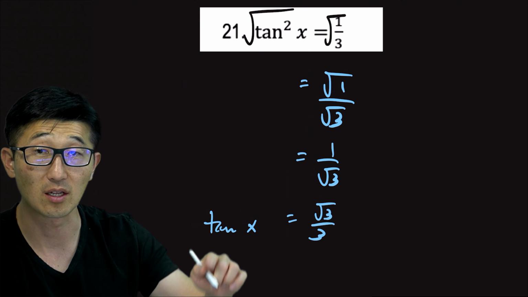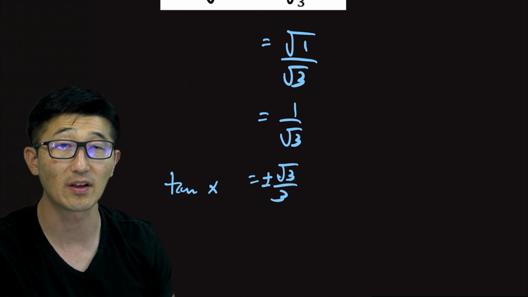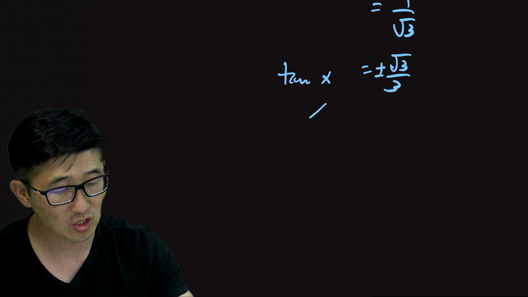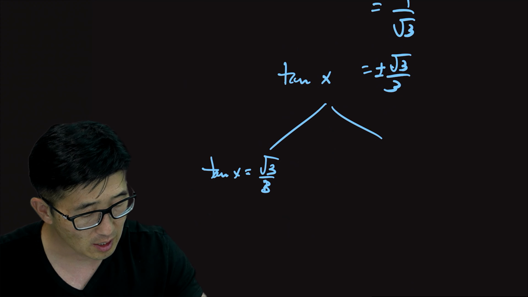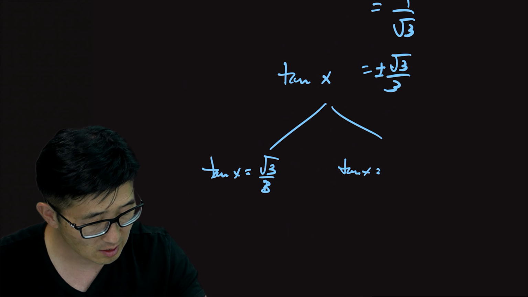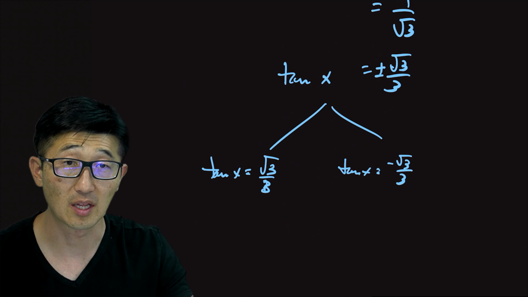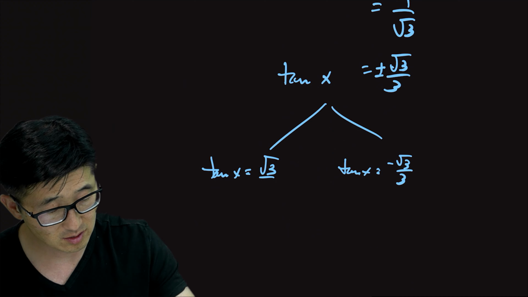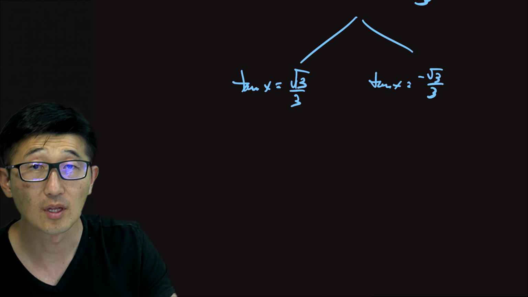But don't forget, when you square root both sides, you get two answers, a positive and a negative. So you have to split this up into two. Tangent x equals positive rad 3 over 3, and tangent x equals negative rad 3 over 3. Now, what's our reference angle according to our handy-dandy chart? It would be pi over 6.